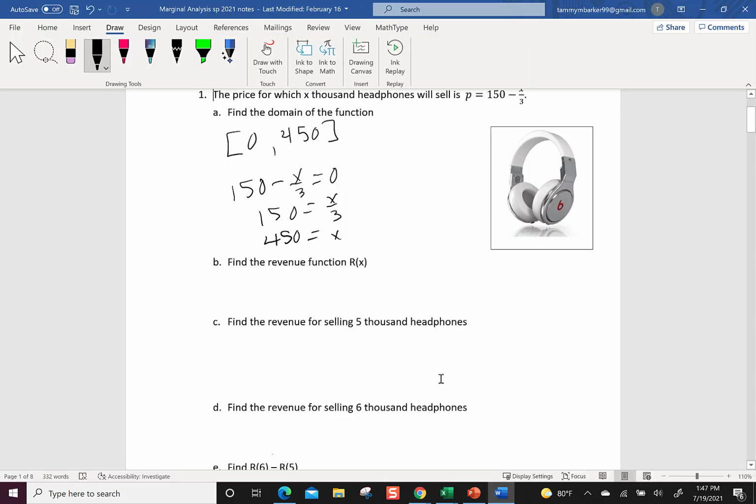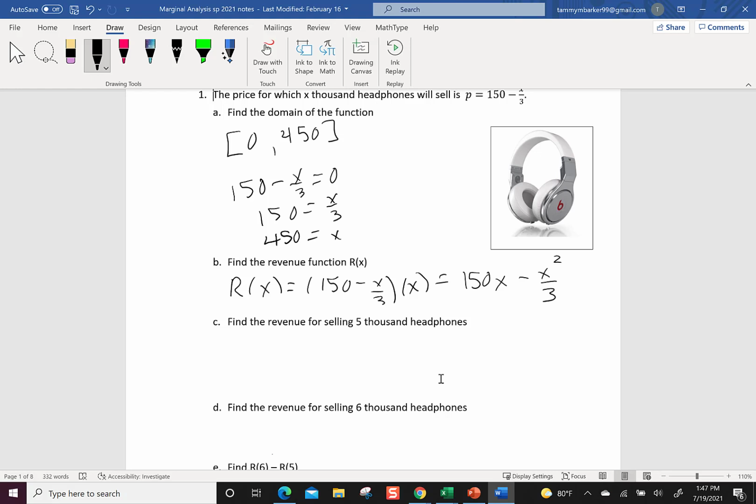B says find the revenue function. Revenue is price times quantity. So we're going to take our price, which was 150 minus x over 3, and multiply that by x. Because we're going to use this a bunch of times, it's going to help if we multiply that out. So I'm going to distribute the x. I have 150x minus x squared over 3.